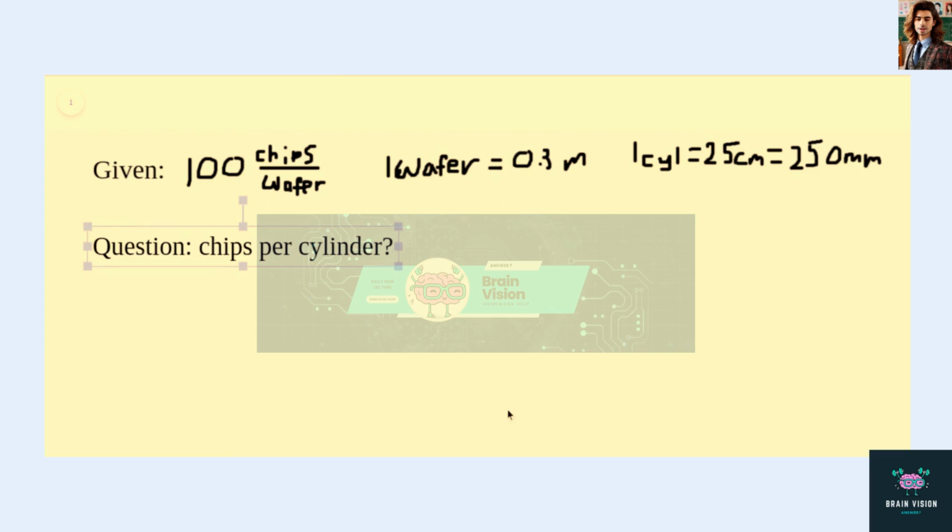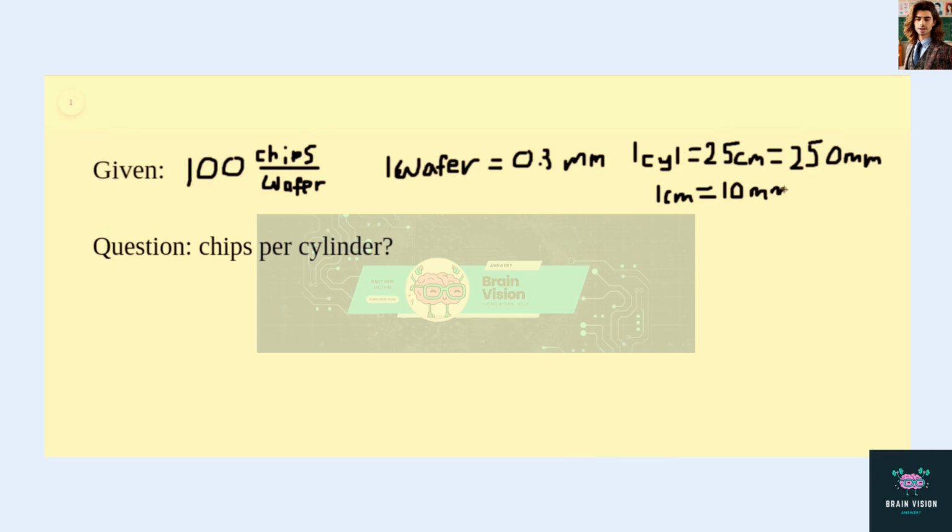So I wrote down here what we have given. We're given that we have 100 chips per wafer. One wafer is equal to 0.3, not meters, which is what I have written, but millimeters, which is mm. And that one cylinder is equal to 25 centimeters, which is equal to 250 millimeters. I got that because 1 centimeter is equal to 10 millimeters. So if you take 25 and multiply that by 10, you get 250 millimeters.